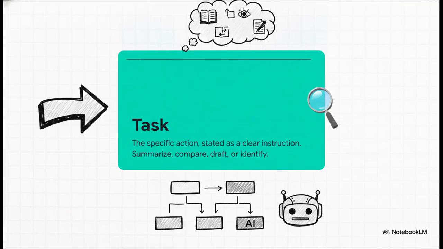The third organ is the task. This is the specific action you need completed, and it should be stated as a crystal clear instruction with one primary, unambiguous verb. Think words like summarize, compare, draft, or identify. Giving the AI just one primary verb is huge. It ensures there's absolutely no confusion about what the actual goal of the prompt is.